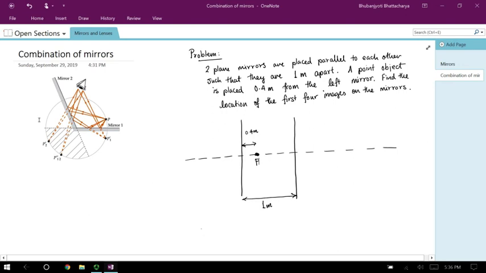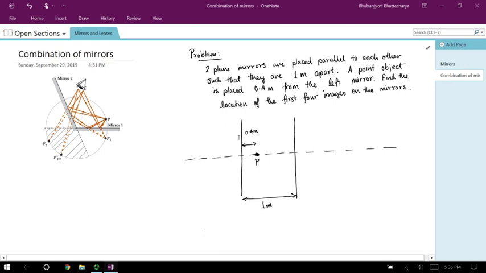Now you can see that this number of images will actually depend on how many mirrors there are in this combination of mirrors. So this is generally the conceptual idea behind formation of images by combination of mirrors. We'll go and do a problem in a very simplified situation.